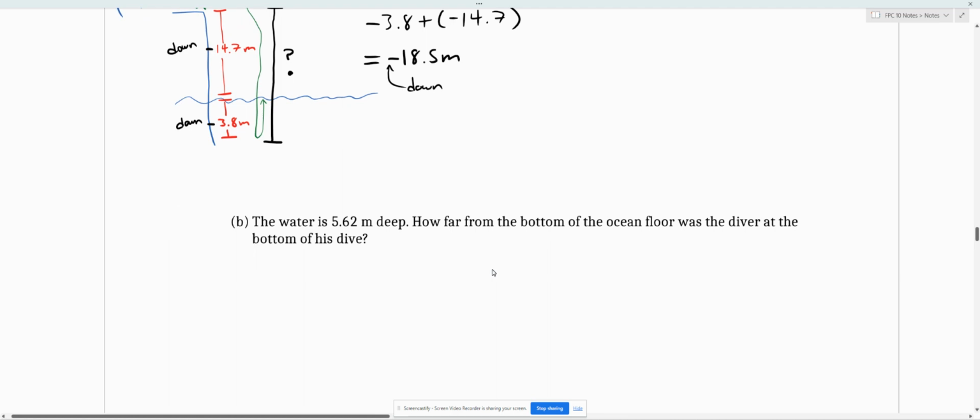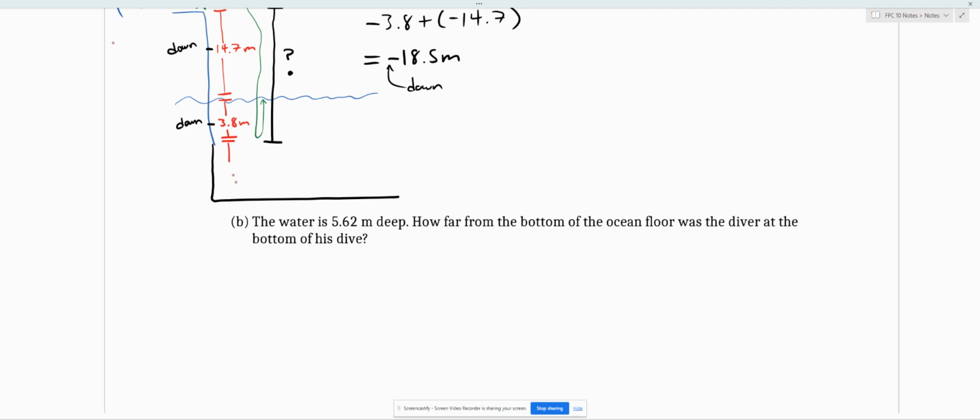How about, what if the water is 5.62 meters deep? How far from the bottom of the ocean floor was the diver, or Mr. Tronis, at the bottom of the dive? So let's just extend our drawing here a little bit. It says 5.62, so maybe about here. Okay, so here's the bottom, and it's telling me a new measurement from there down to the bottom was 5.62 meters.